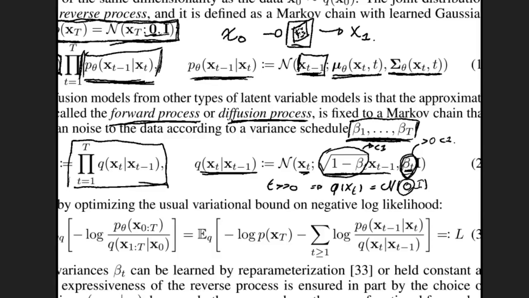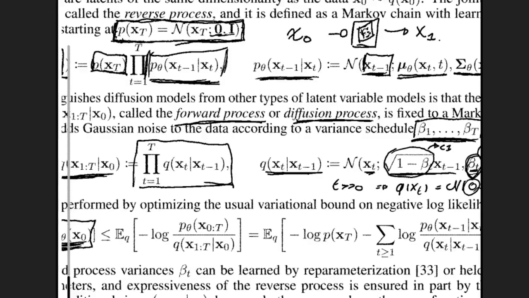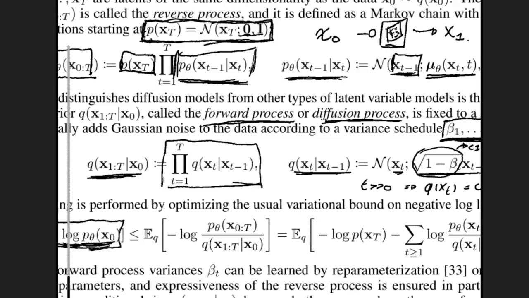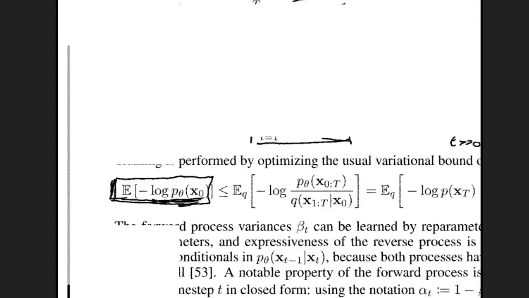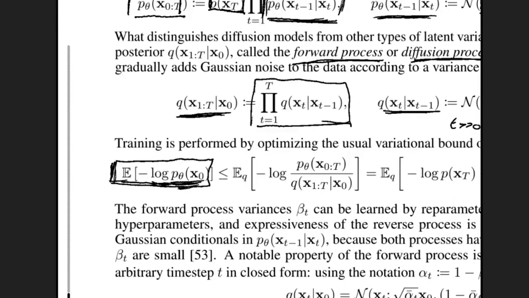Yeah, I think it should be something like this. Okay, anyway, so we need these variance schedules, and now we want to maximize the likelihood of generating each image x0.